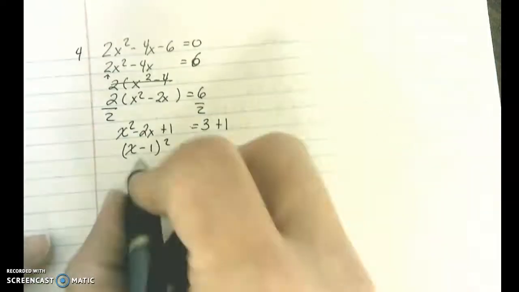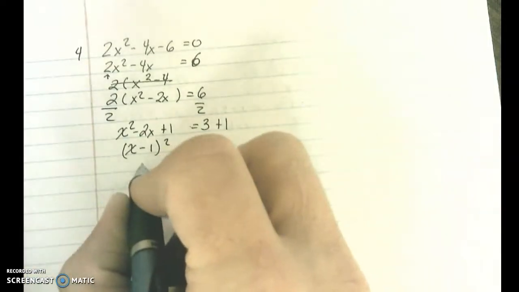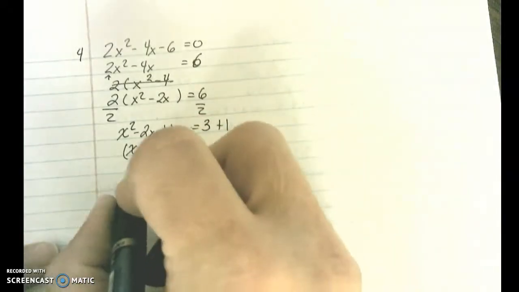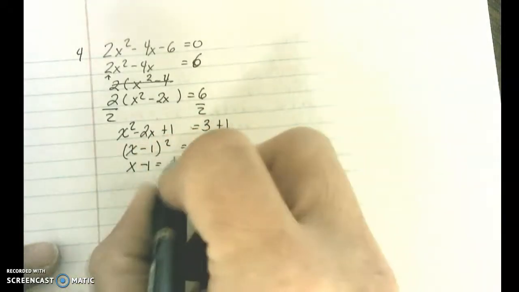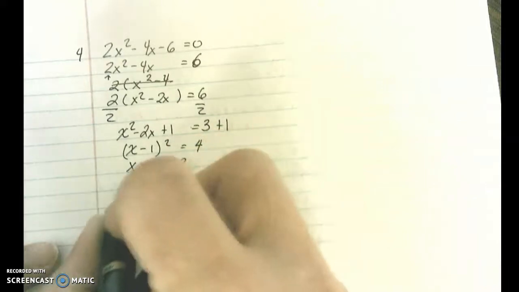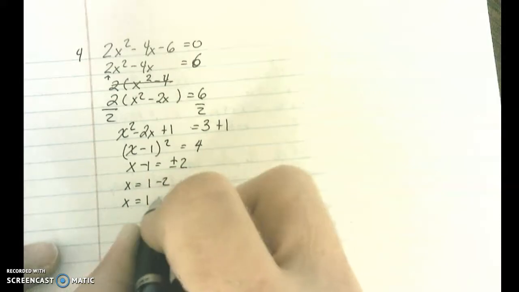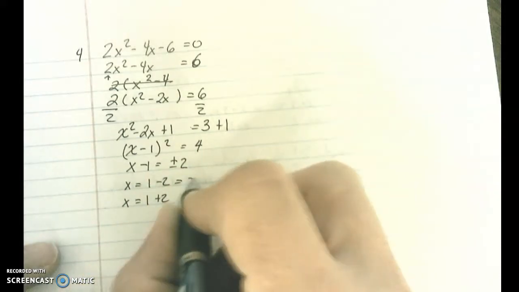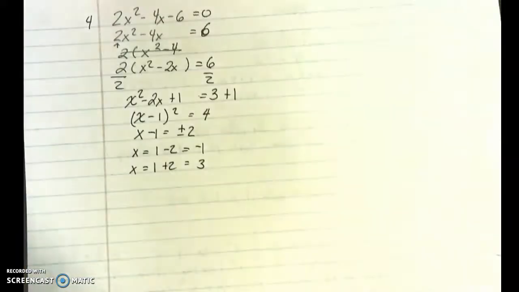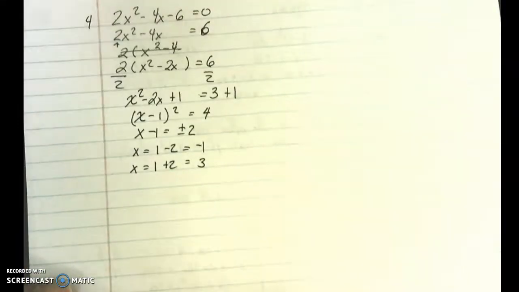And then I'm going to go, excuse me. So then I'm going to take the square root. I'm going to have x minus 1 is equal to plus or minus 2. So I have x is equal to 1 minus 2, or I have x is equal to 1 plus 2. So I have negative 1, or I have positive 3. Okay. Then I think if I rush through this one, we'll have time for one more.